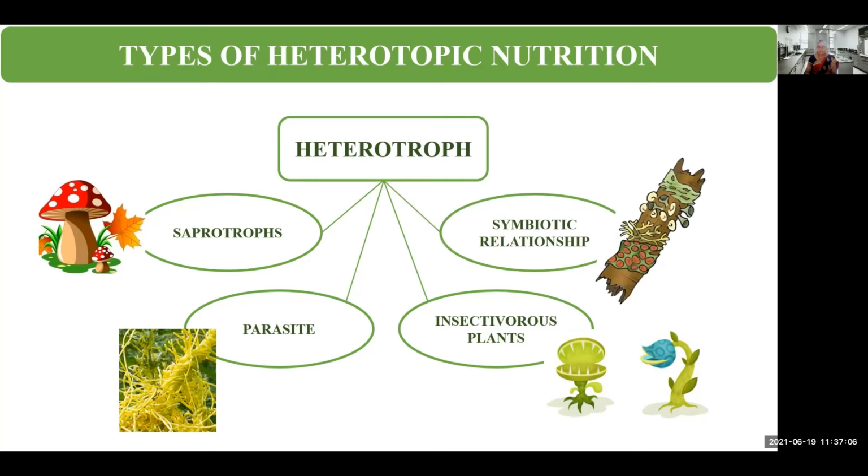Next type is symbiotic relationship, that is mutual understanding. Example, a combination of algae and fungi, that is called lichens. They grow on tree bark. Fungi will give shelter to algae, and algae will give food to the fungi, because though algae is green in color, it is able to produce its own food by itself. So fungi needs food, and algae gives food to the fungi.